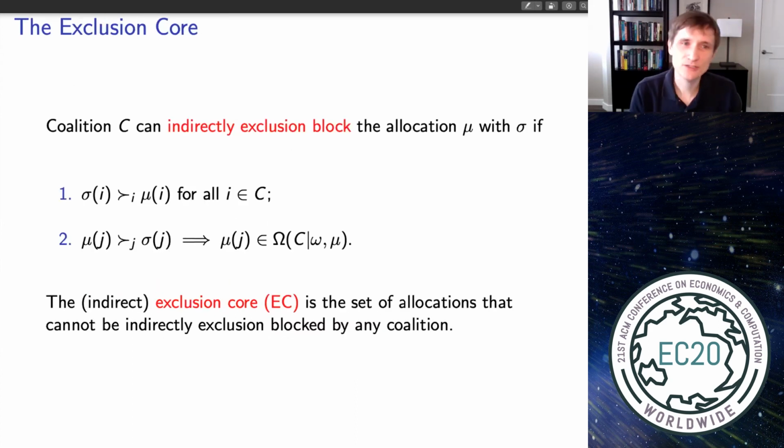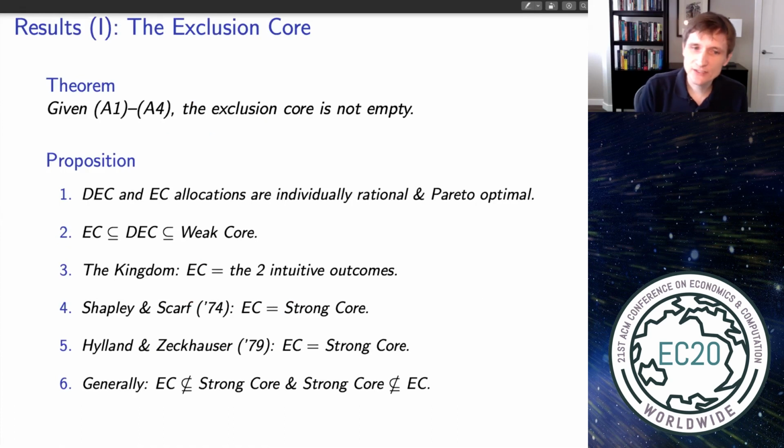And we use this idea to just define the exclusion core, which is our main contribution, right? So we'll say that a coalition can indirectly exclusion block if everybody is better off, and if anyone is harmed, they were excluded from something in the coalition's extended endowment. So let me just briefly list 2 sets of results and I'll wrap up. Okay, so under our assumptions, the exclusion core is going to be non-empty. It's independent of the strong core, but it aligns with the strong core in many key cases.